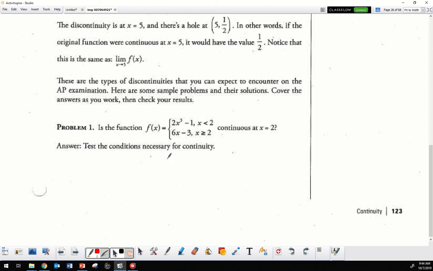Let's take a look at this one right here. Is this continuous at 2? If I plug in the numbers, it'd be 2. 2 to the third power is 8 times 2 is 16 minus 1 is 15. And 2 times 6 is 18 minus 3 is 15. All right, so now this is equal at 2, and it's also 15, right? Yes? So the left hand goes to 15, the right hand goes to 15, and I have it equal to, right?